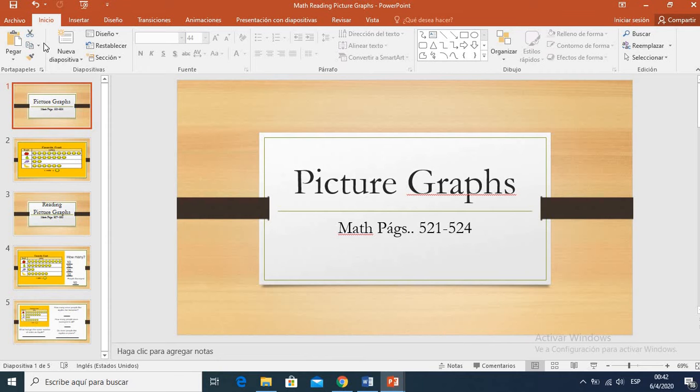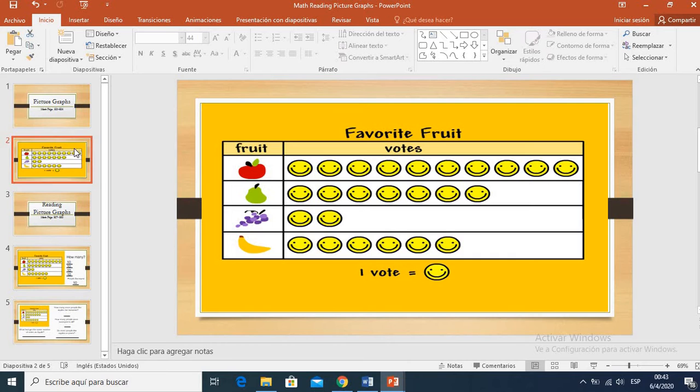Today we are going to start with math. Do you remember about the picture graphs? The picture graphs are graphs with pictures. Remember, we make a survey about something people like. In this case, the survey was about the favorite fruit. And you can make a survey and make the votes with pictures. In this case, they used smiley or happy faces for the votes. Remember? You already saw this.